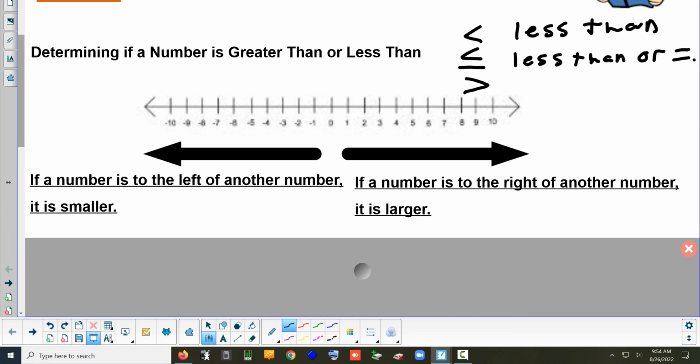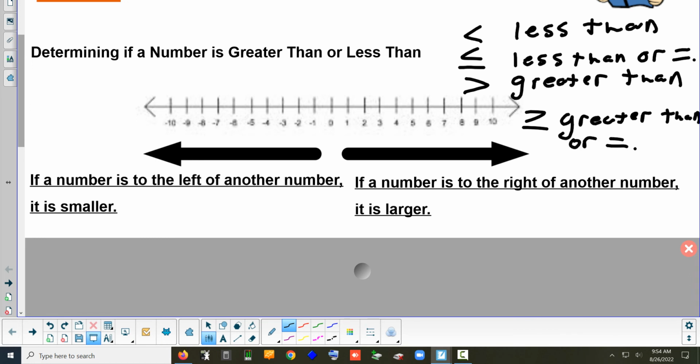All right, how about that one? It's pointing to the right. Yes, Alex? Greater. That's your greater than. And that one, you put the line under it. Yep, greater than or equal to.